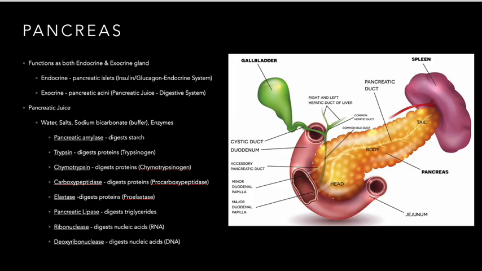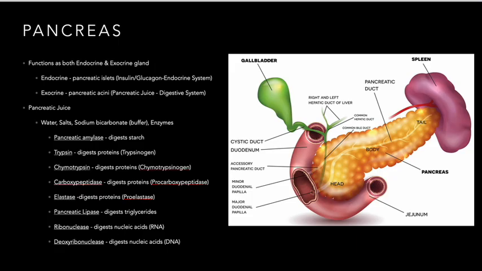The endocrine portion is what's involved with the insulin and glucagon secretion and regulation of our blood sugar. That involves a structure called the pancreatic islet. Again, we'll look at it when we get to the endocrine system. The exocrine portion of the pancreas is what we are concerned with in the digestive system.